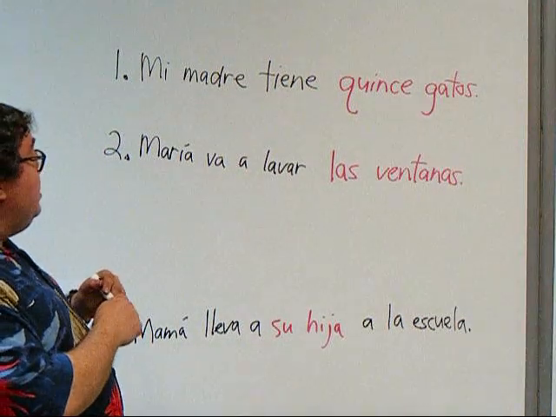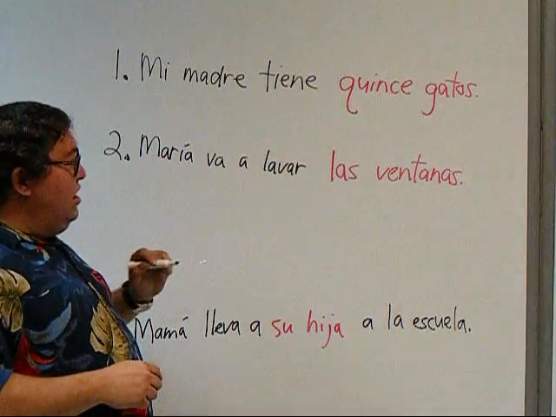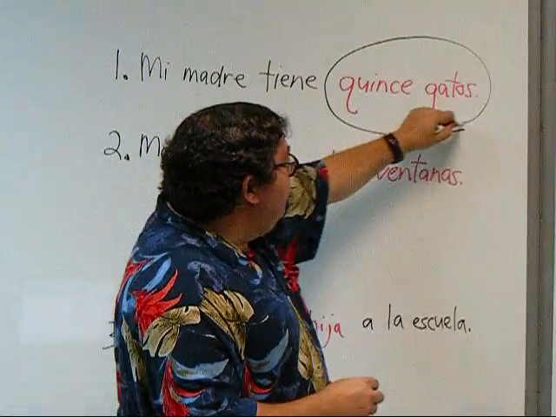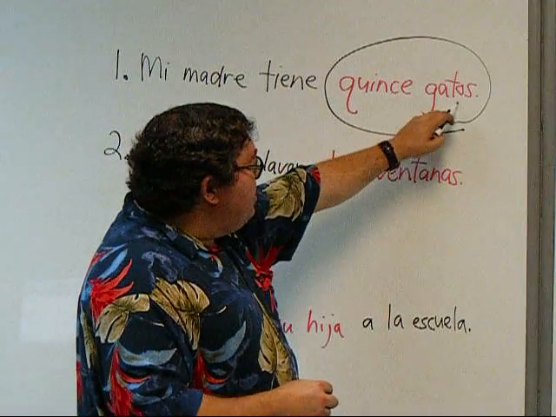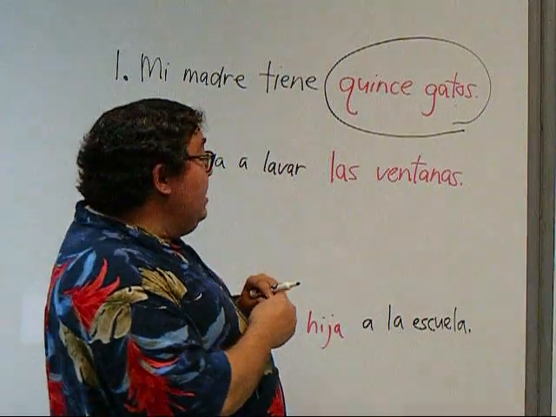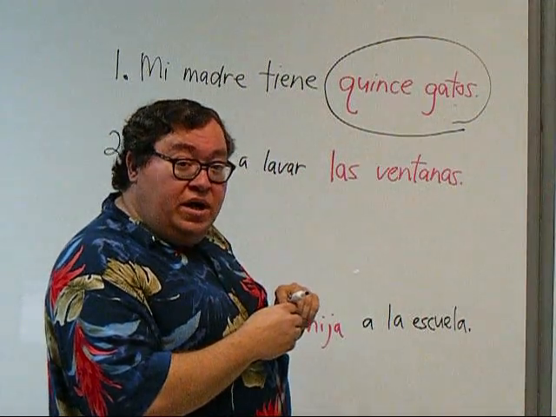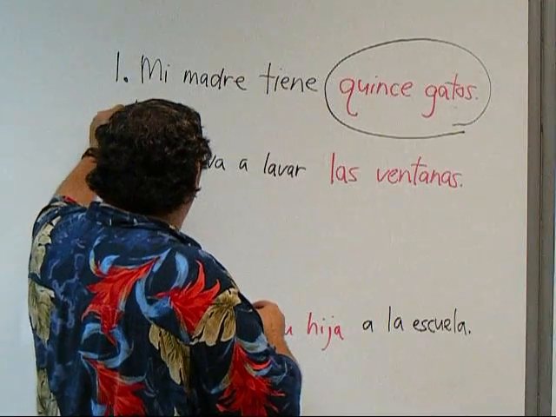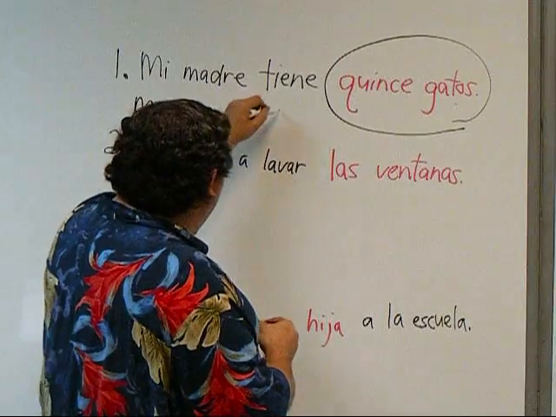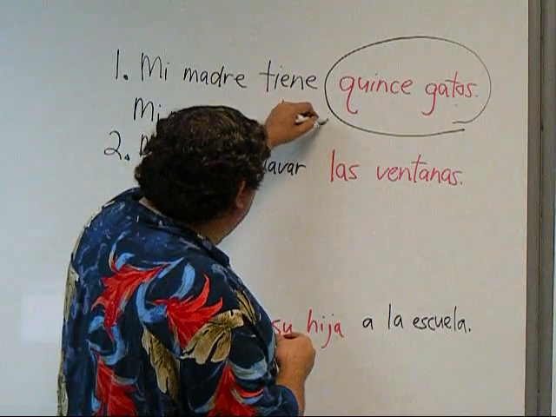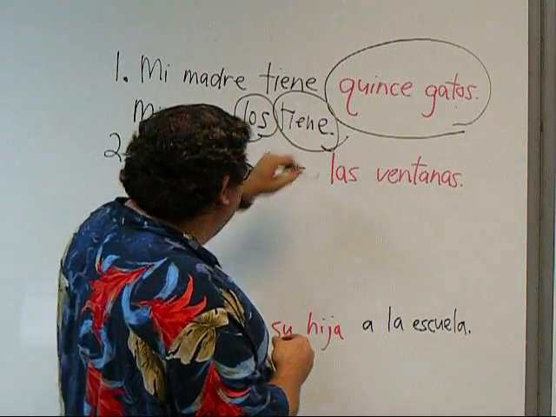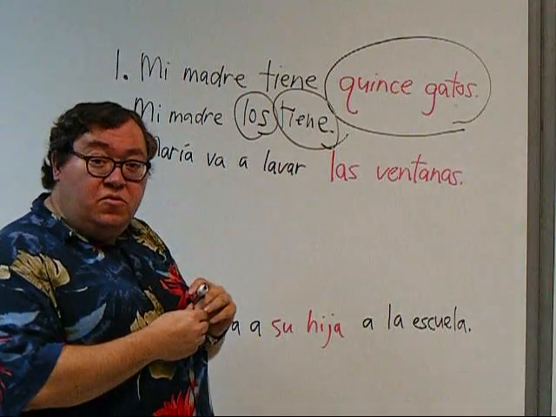Okay, let's start with this first sentence. My mom has 15 cats. So let's circle this direct object here that's in red. Now, that's a masculine plural word, so I need to pull my masculine plural direct object from my list. And that would be los, L-O-S. So I'm going to say, my mom has them. There's my los, and I put it before the conjugated verb. That's how you do number one.